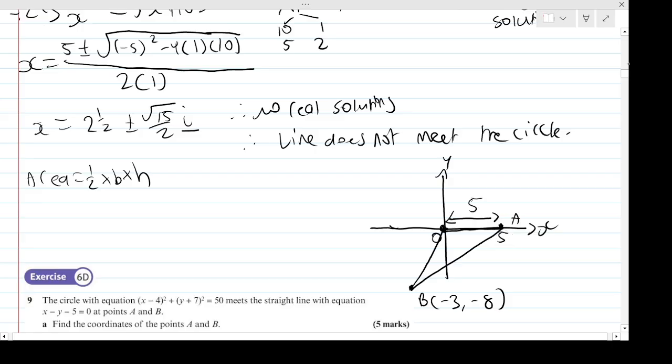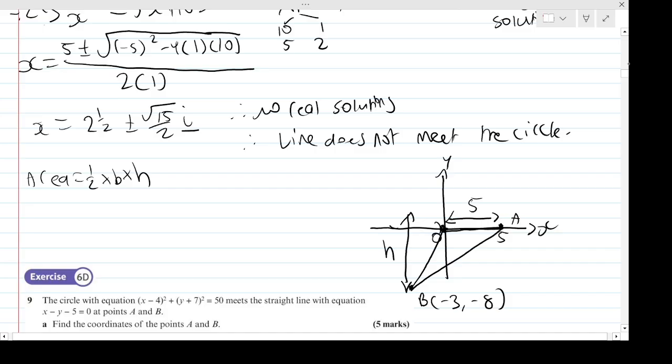But then the height. Now, height is the vertical height, not that slanted height from B to O. That's a slanted height. The height is the vertical, or sometimes called the perpendicular height, which is literally the straight vertical line that goes from the base of the triangle to the top. So it's going to go from the base to this point here, and that's the height we're interested in. That's the vertical height, we call it.